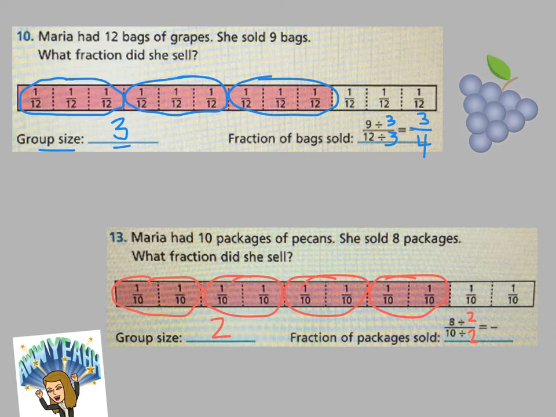Remember, we have to do the same treatment on top and bottom, so dividing by 2 on both. So 8 divided by 2 would give me 4 as my new numerator, and 10 divided by 2 would give me 5. So 4/5 is my new simplified fraction. It won't break down any further because the only common factor they have now is 1. And if you notice, that's 1, 2, 3, 4 out of 5 groups.